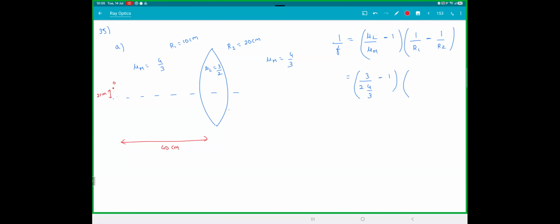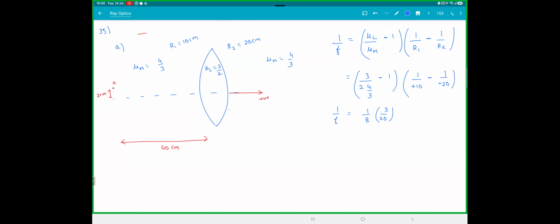Look at this. Light is going from left to right. The right is positive. So for this curvature, the center is on the right hand side. So R1 is plus. For R2, the center is on the left hand side. We did this convention last time, you should go and check it out. So this is plus 10 and R2 is minus 20. So that would be 9 by 8 minus 1. That's 1 by 8, times 3 by 20.